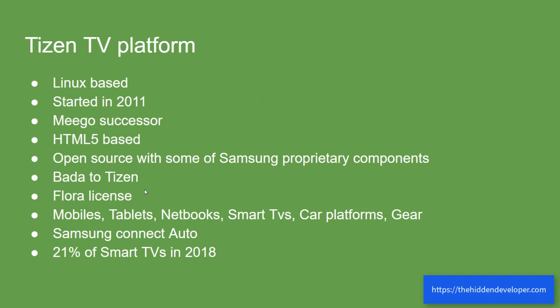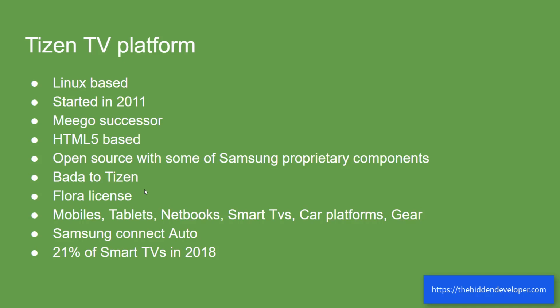The Tizen TV platform is a Linux based platform that was introduced in the year 2011. It is an HTML5 based development platform for TVs, introduced by Samsung. Before the Tizen TV platform, Samsung had something called MeeGo, which is a Linux based platform for mobiles. That is currently not supported. After the support of MeeGo stopped, Tizen got introduced.